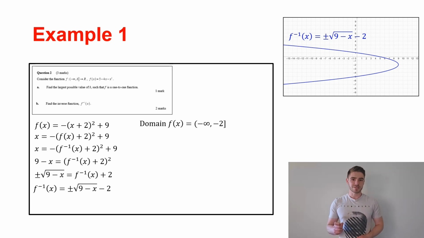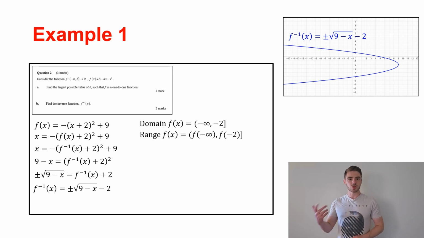The range of f of x can be found by substituting in the lower bound and the upper bound of the domain into f of x. Just remember that you can only use this approach if f of x is a one-to-one function. And remember, from earlier, we actually restricted the domain to make f of x a one-to-one function. When you perform this substitution, you'll find that the range is from -infinity to 9.